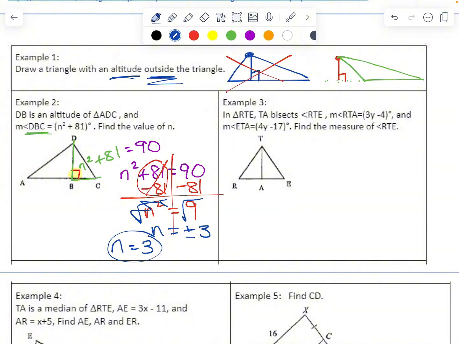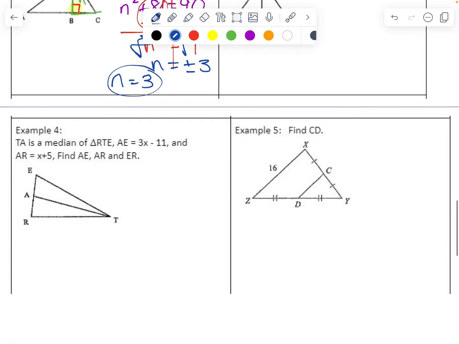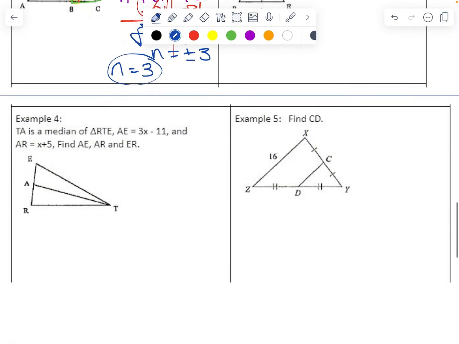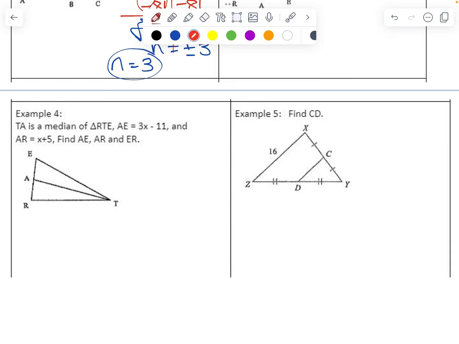We're going to skip example 3 for just a second, and we're going to move on to example 4. Example 4, we have TA is the median of triangle RTE, and AE equals 3x minus 11, and AR equals x plus 5. We're going to find the lengths of AE, AR, and ER.